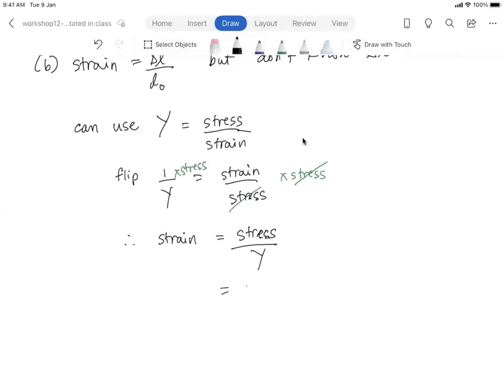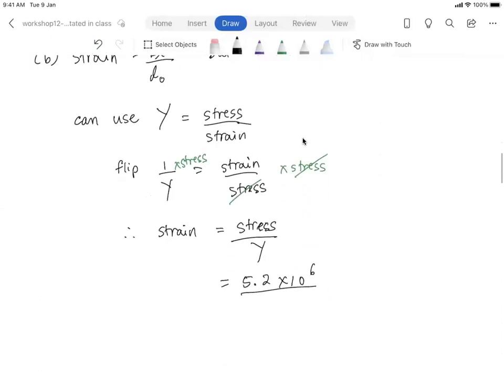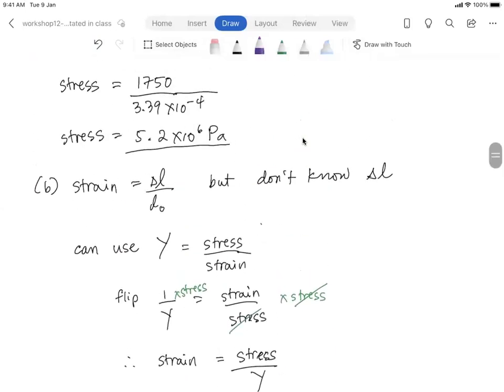So just substituting the numbers now, 5.2 times 10 to the 6 for the stress, which we've solved earlier, divided by the Young's modulus, 10 times 10 to the 9, gives us a strain of 5.2 times 10 to the minus 4. Remember, strain doesn't have a unit because the unit for stress cancels with the unit for Young's modulus. Right, so that's the strain, and we've solved for the stress earlier.